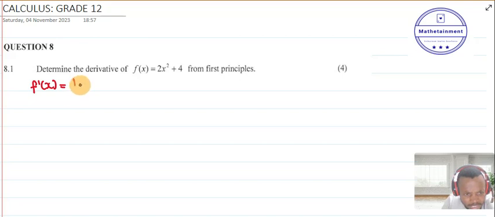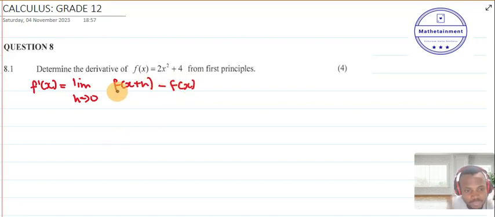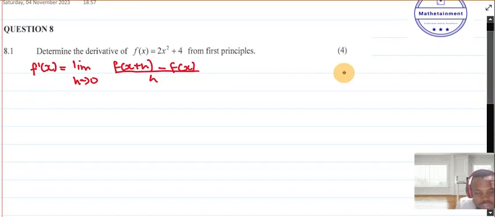F prime x is equal to a limit as h tends to 0 of f of x plus h minus f of x all over h. Okay, in this scenario we know f at x, but we don't know f at x plus h. So the first thing to do is to find f at x plus h. Okay, how do we find f at x plus h? We find f at x plus h by using this equation.